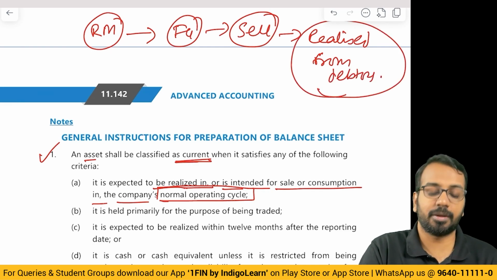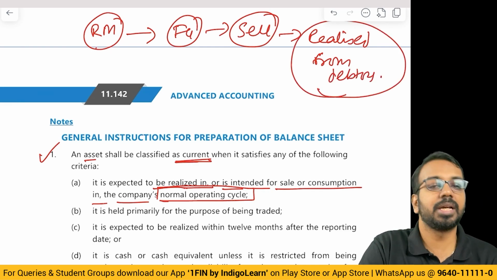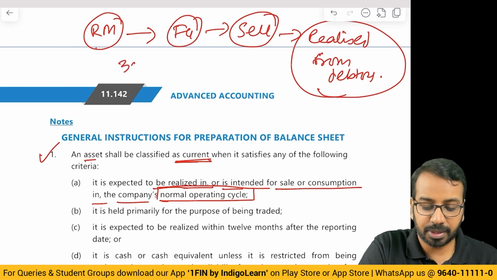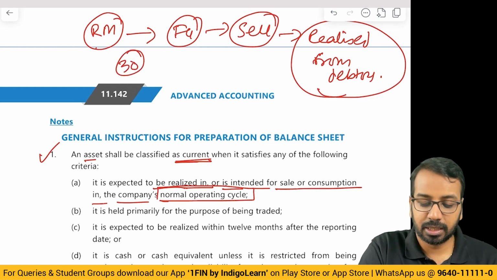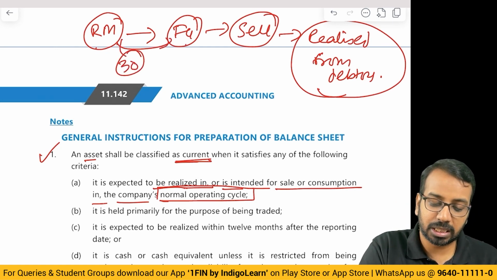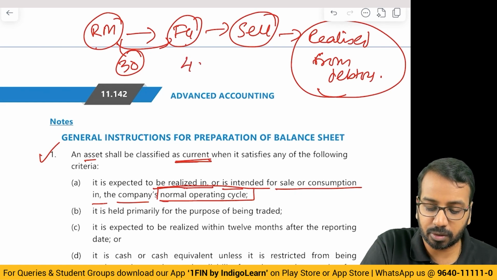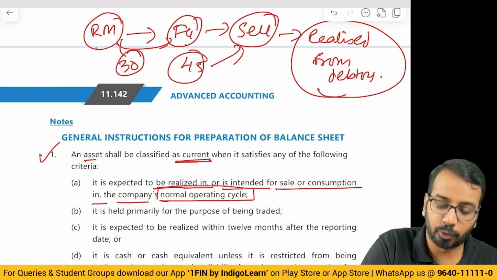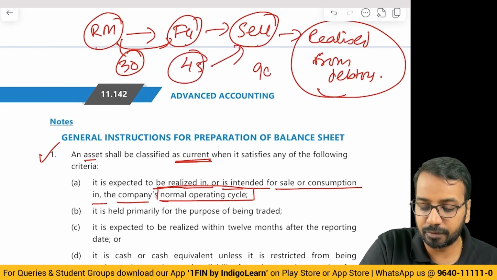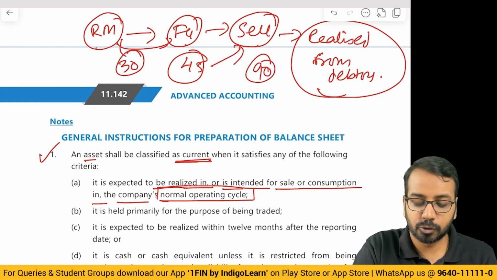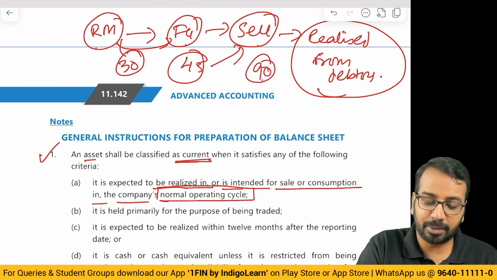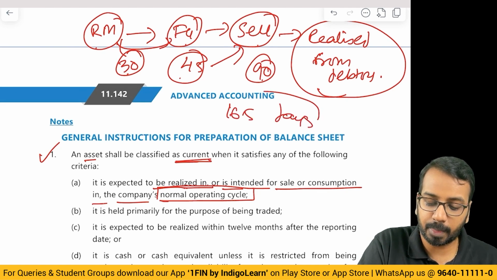Average time. So, for example, you purchased raw material, and you have kept it in your warehouse for 30 days to manufacture the finished goods. The finished good itself is kept for another 45 days before you sell. When you sell, you give the customer a credit period of 90 days. So the operating cycle is 90 plus 45 plus 30, which is 165 days.